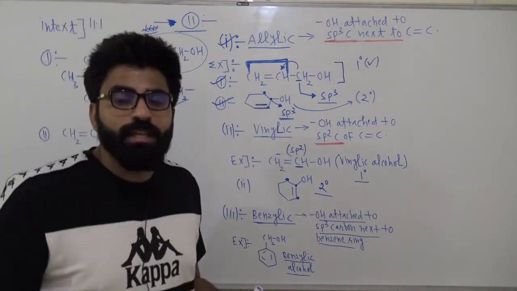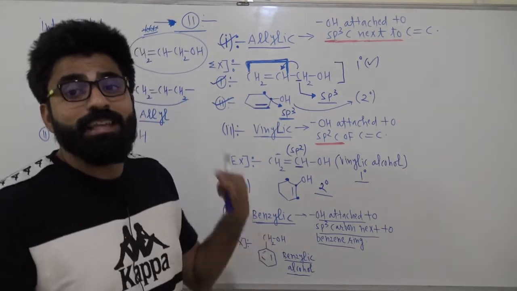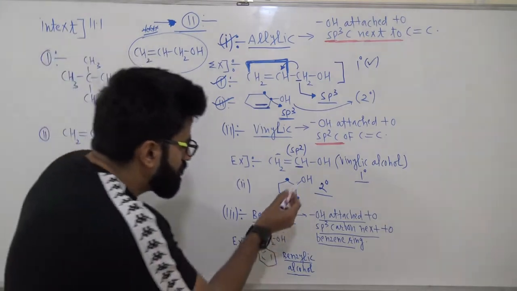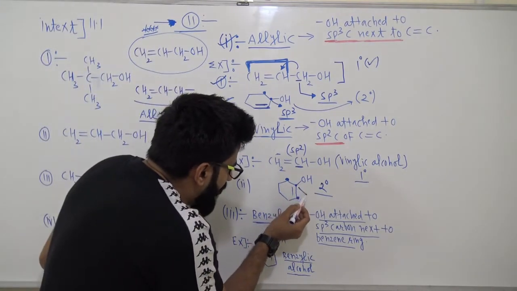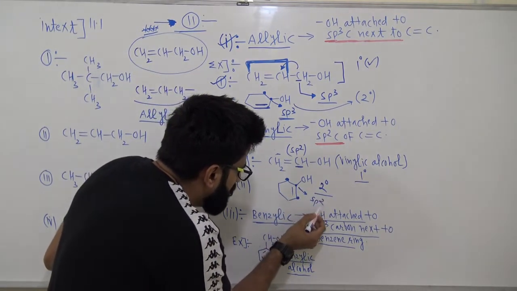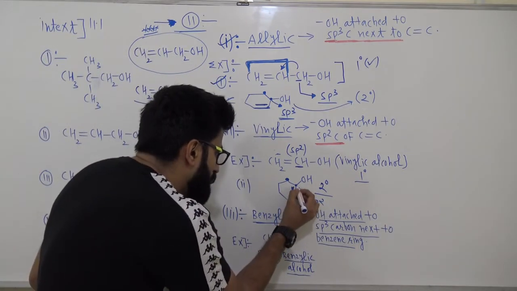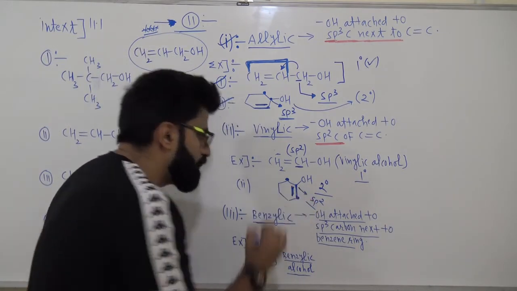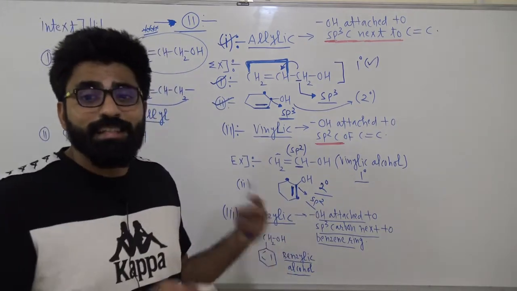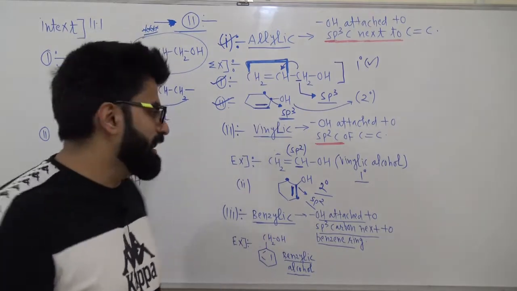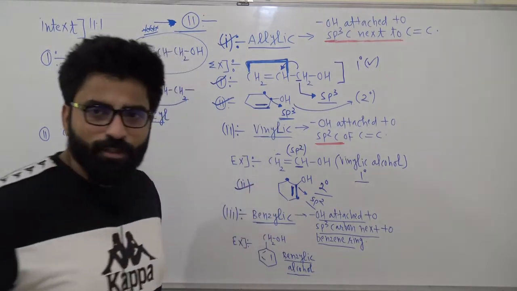My next question is to identify whether it is allylic, vinylic, or benzylic. Not a big deal: the carbon to which OH is attached is an sp2 carbon of C double bond C. So this is vinylic alcohol. I hope this point is also clear to you.